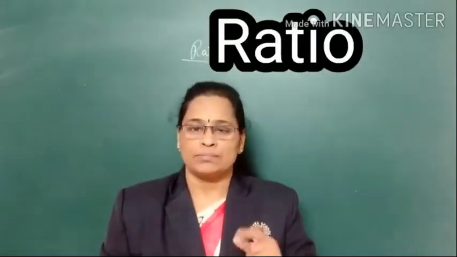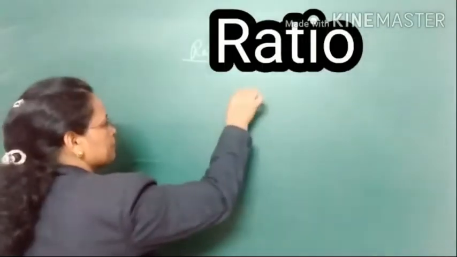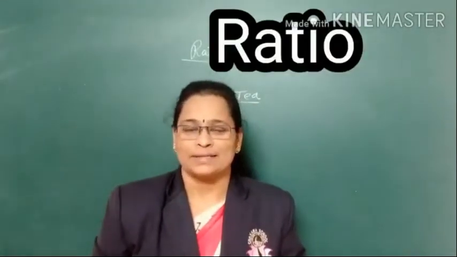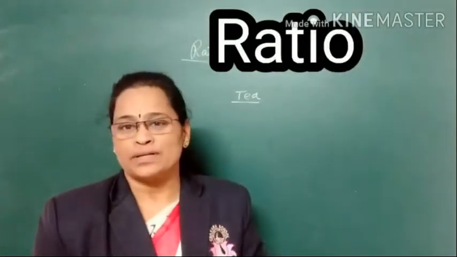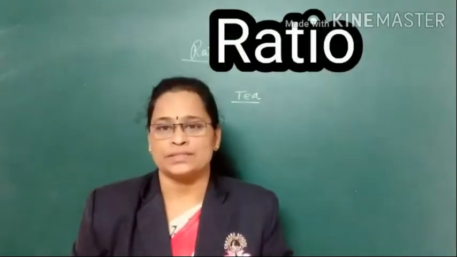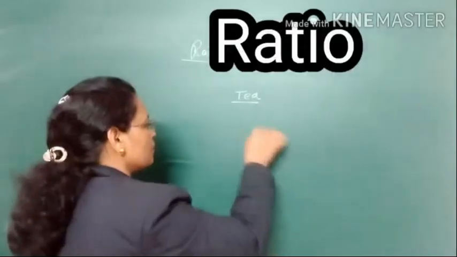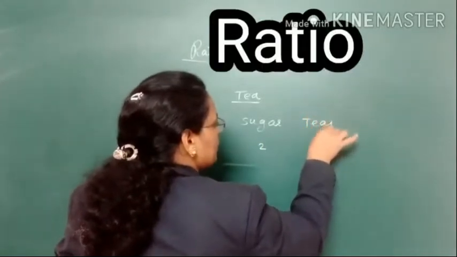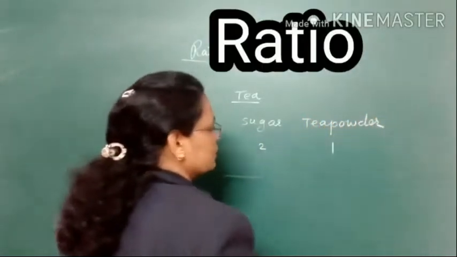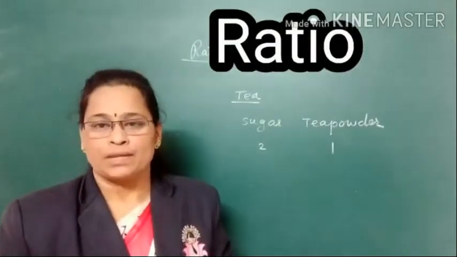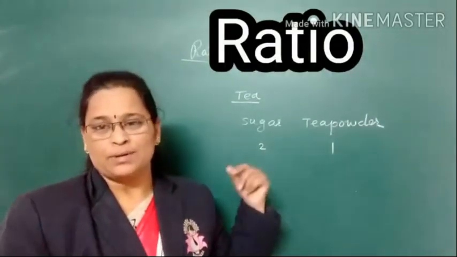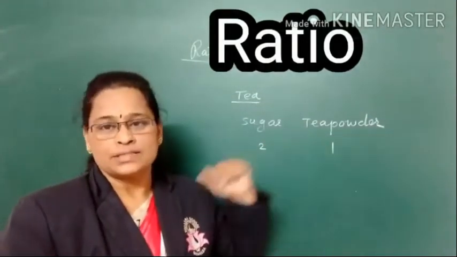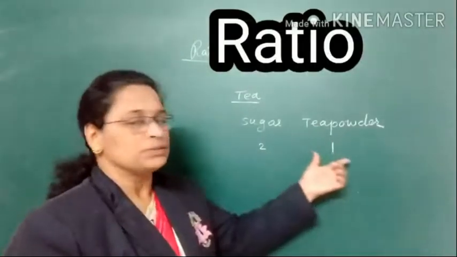Let's take one example. Suppose you want to make 1 cup of tea. When you want to make 1 cup of tea, the solid ingredients which you are using are sugar and tea powder. So if you are using sugar 2 spoons and tea powder 1 spoon for 1 cup of tea. Actually, it differs for different persons, but if you are using such a way, 2 quantities, sugar and tea powder, in their quantity, that is 2 spoons and 1 spoon.